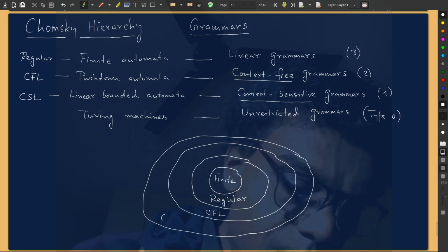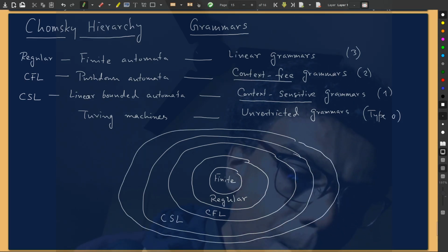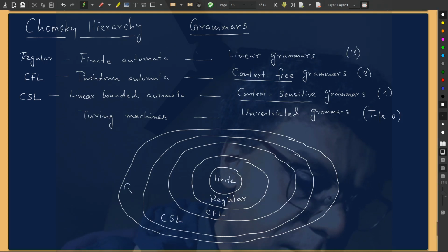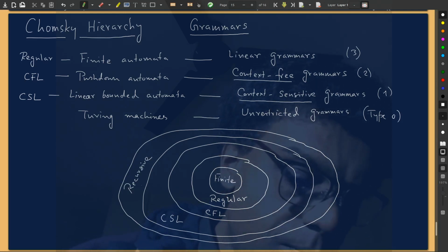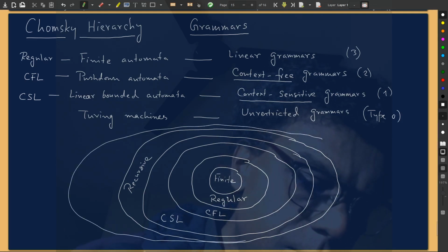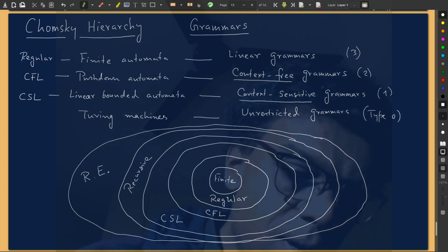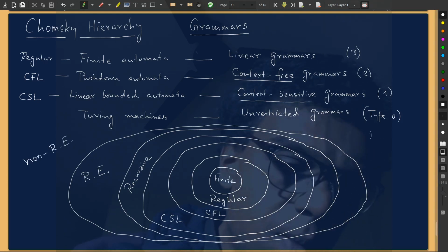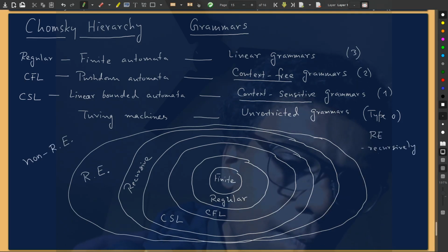Then you have context-sensitive languages. This is called recursive languages. These are languages of Turing machines of a particular type. Beyond this, we also have recursively enumerable languages. And outside this, there are languages which are not even recursively enumerable. So R is recursive.